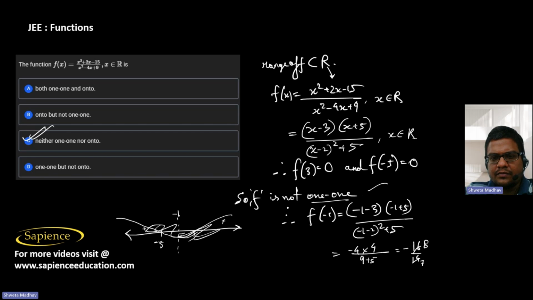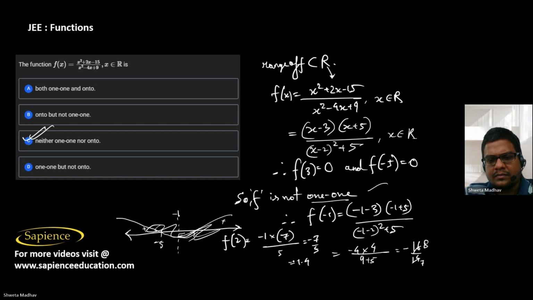here actually f of 2 if we find, then it will be 2 minus 3, that is minus 1 into 7 by 5, that is minus 7 by 5, that is minus 1.4. Since at x equal to 2, this part will be minimum. And this part will be minimum at minus b by 2a, means at x equal to minus 1.